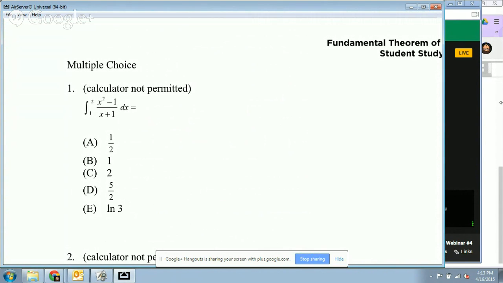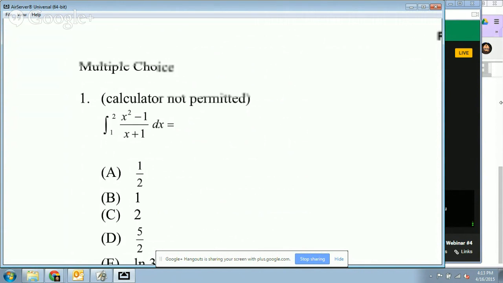When I first took a look at this problem, I did think u substitution, and then I was also a little bothered by this x plus 1 in the denominator because I was worried that I was going to have something that was undefined. But it's okay because that's only undefined when x is equal to -1, and my integral's from 1 to 2, so we actually don't have any issues.